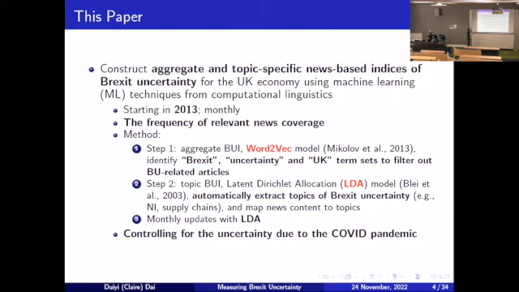And then step 2, we try to construct our topic-level BUI. Here we use an LDA model. This model automatically extracts topics of Brexit uncertainty, for example, Northern Ireland and supply chain, and also maps news content to the topics. It can also be updated very easily with this model. We also control for the uncertainty due to the COVID pandemic, because especially in the post-2020 period, COVID and Brexit simultaneously contribute to several issues like supply chain and also employment, right? So it's very important to control for it.